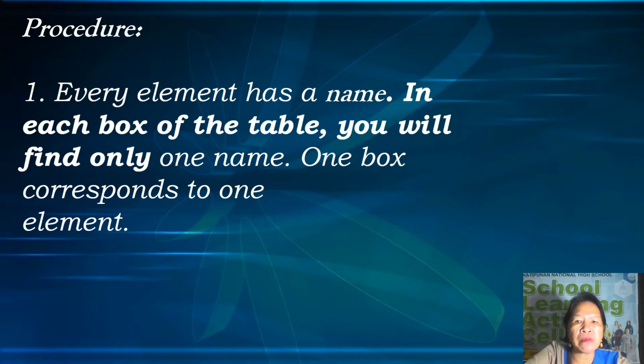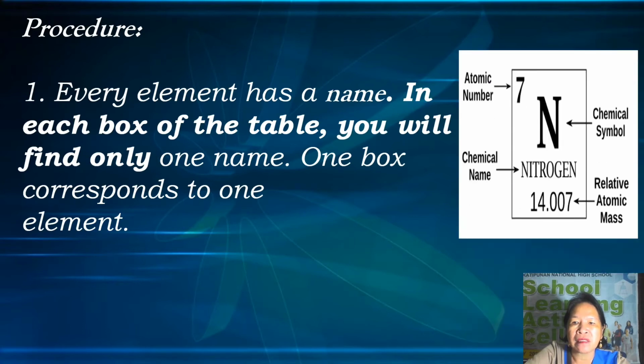Okay, every element has a name. In each box of the table, you will find only one name. One box corresponds to one element, just like what you have seen here. On the back, you have there one element which is nitrogen.